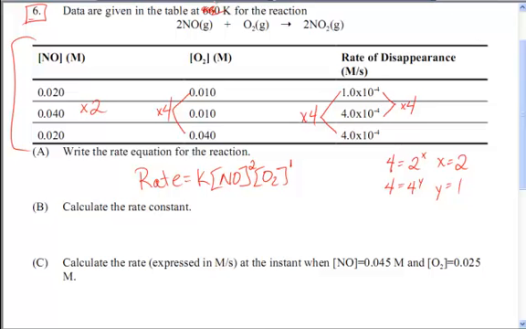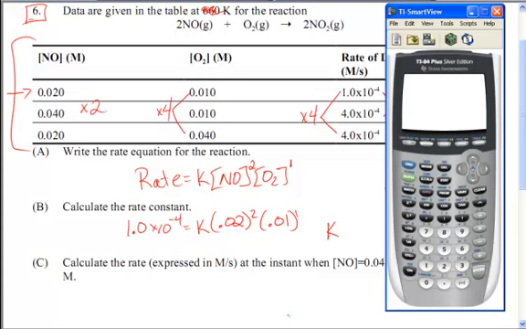Now it says calculate the rate constant. Calculating the rate constant is easy once you've gotten the rate law done, because now all you do is plug in data. I always choose experiment 1, only because it's along the top and it's the easiest set of numbers to follow. So I plug in what I know. My rate is 1.0 times 10 to the negative 4. I'm solving for K. The concentration of NO is 0.02 squared. The concentration of O2 is 0.01 to the first.